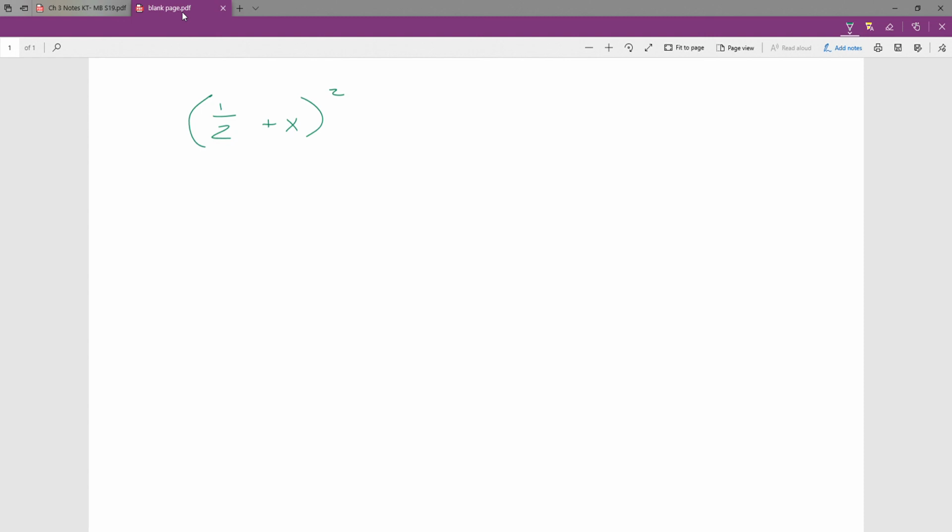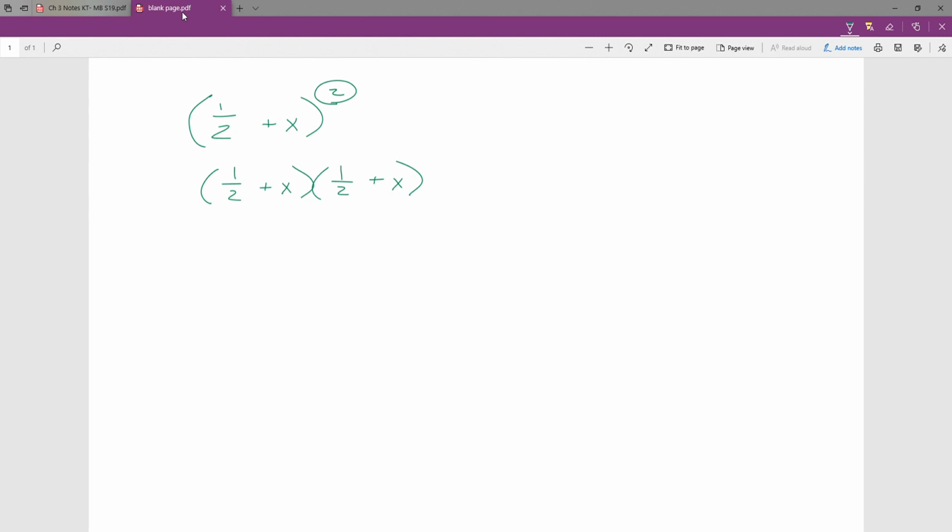The other thing in this question is remembering what that squared means. So remember, in these ones, you had to rewrite it out. It means that 1/2 plus x is multiplied by 1/2 plus x. And then if I FOIL this, you know how to do it. There's just more fractions involved.